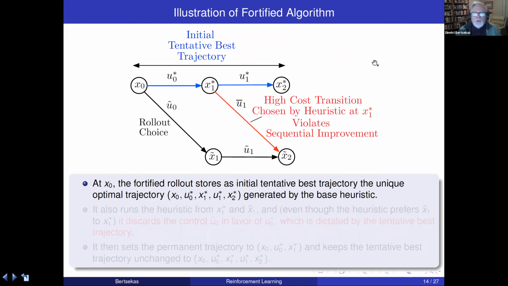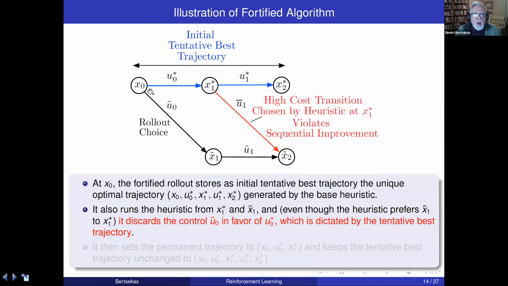So let's illustrate this fortified algorithm. Okay, we had this initial condition, this state at the first stage, states at the second stage, and the heuristic finds the optimal trajectory at x0, by accident. At that point, it gives you also the initial tentative best trajectory. So we have the best possible tentative best trajectory right off the bat.